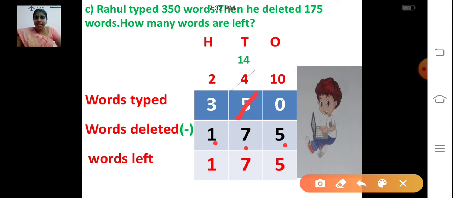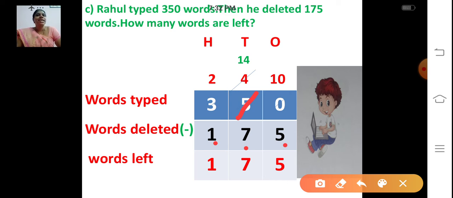Now let's subtract 10 ones minus 5 ones. After 5: 6, 7, 8, 9, 10. So 10 minus 5 is 5. Write it down: 5 ones. 10 ones minus 5 ones is 5 ones.